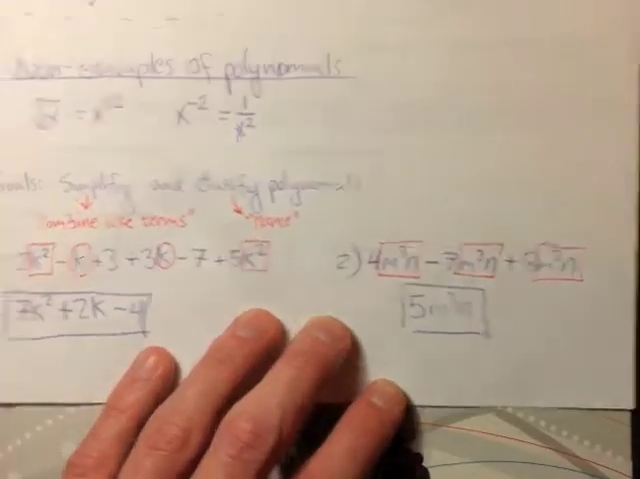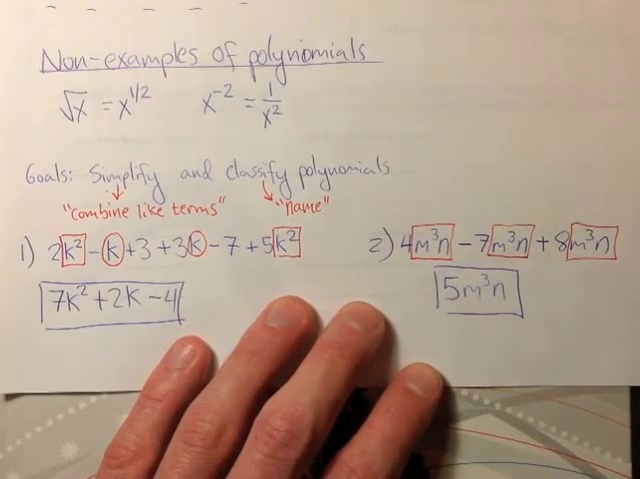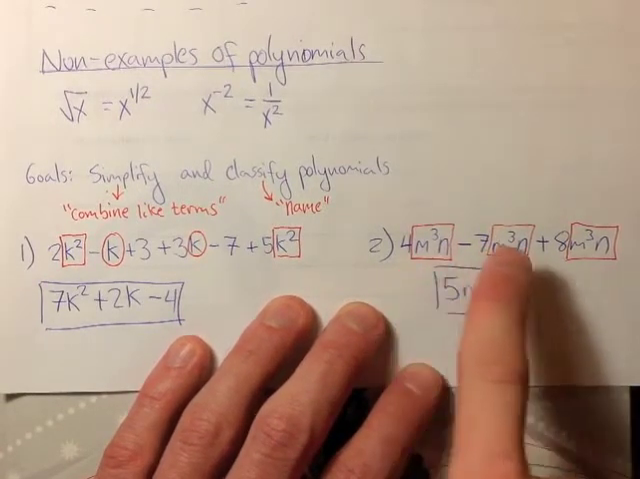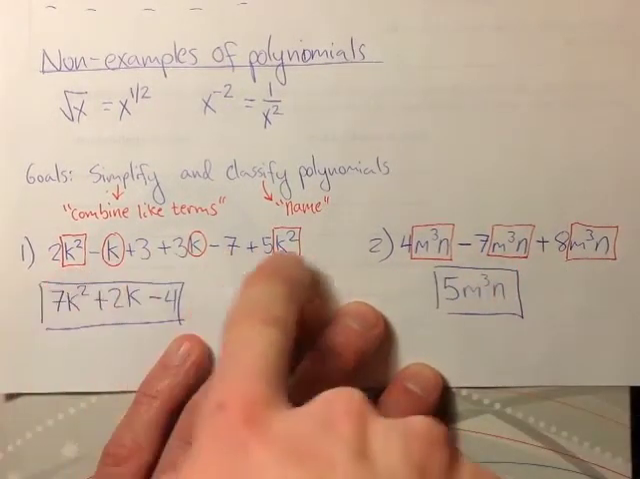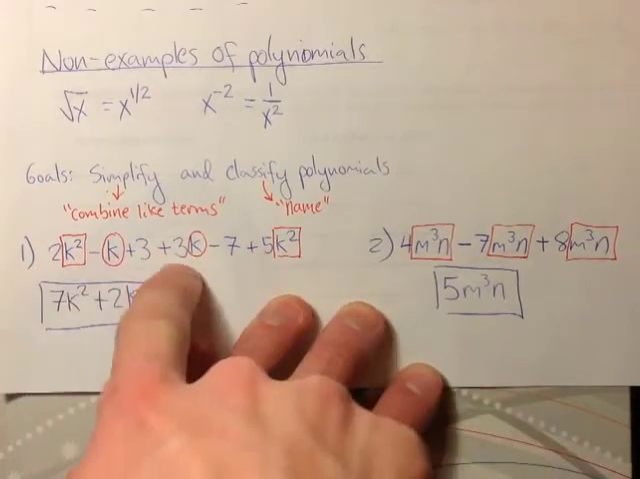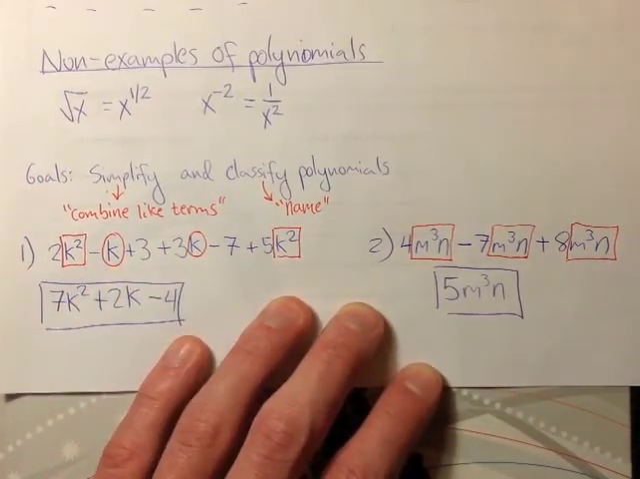Okay? That's all there is to it with combining like terms. I want you to do this. I want you to put boxes around the similar pieces, or use different shapes or different colors, whatever.